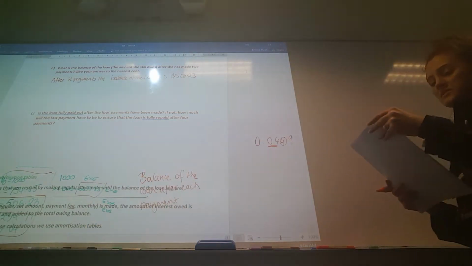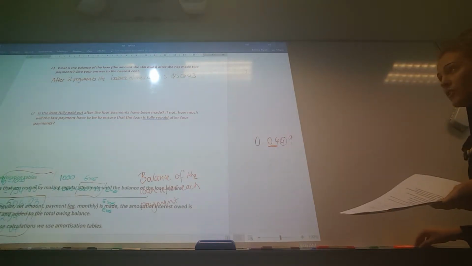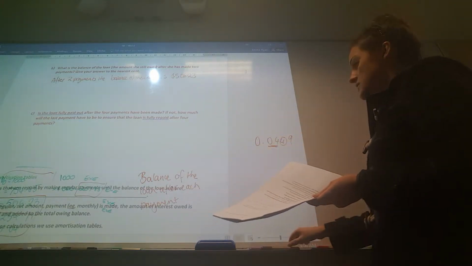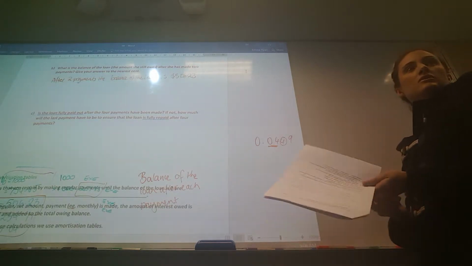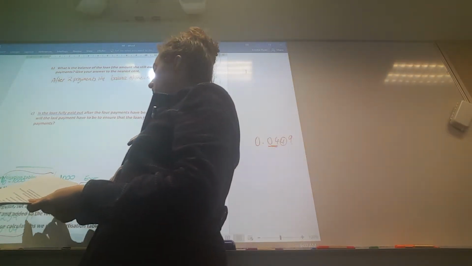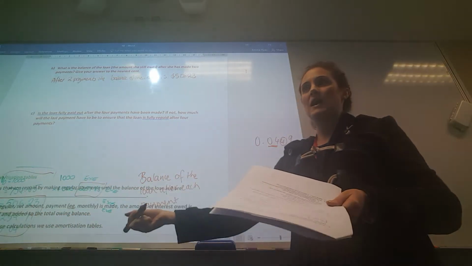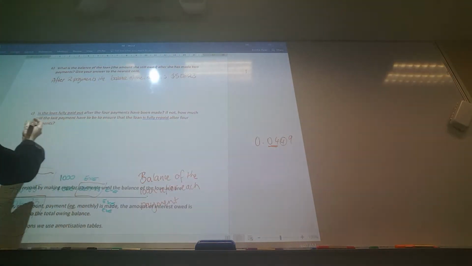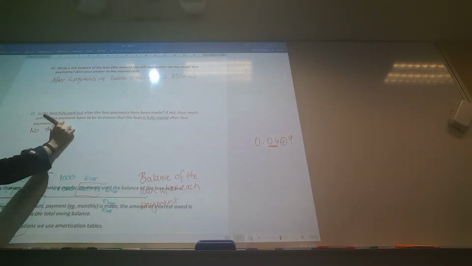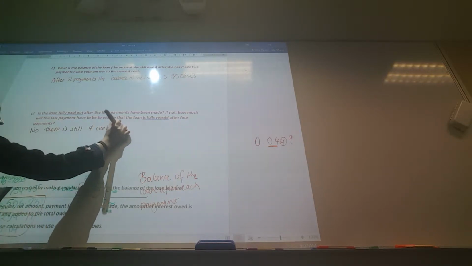And then the next question asks, is the loan fully paid out after the 4 payments have been made? If not, how much will the last payment have to be to ensure that the loan is fully repaid after 4 payments? Does it just need to be 4 cents extra? Spot on. This is our remaining balance. After 4 payments, we still have 4 cents that we have to pay. So is the loan fully paid out after 4 payments? No. There is still 4 cents owing.